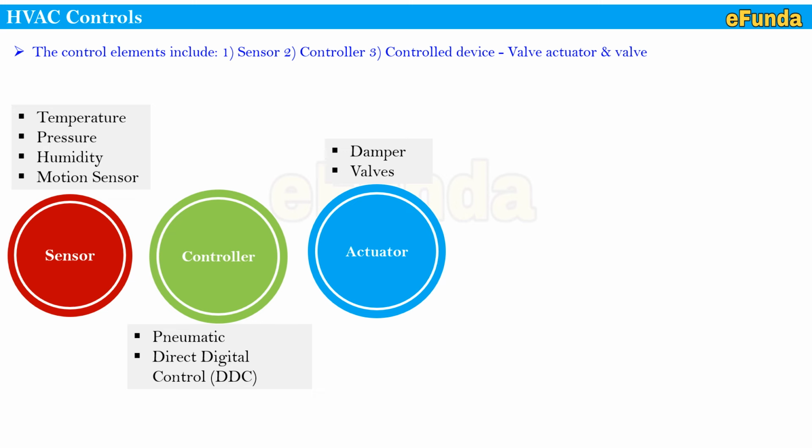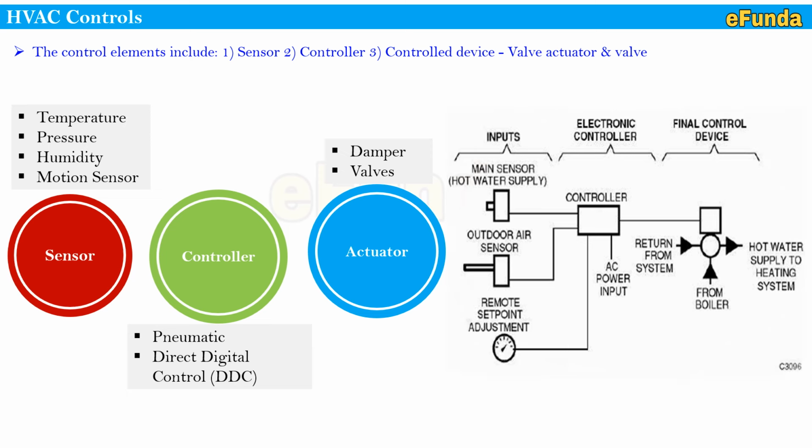For better understanding, one can refer to the typical block diagram for the HVAC controls, where elements are divided into inputs, electronic controller, and final control devices. Here in the input, the main sensor, that is the hot water supply, outdoor air sensor, then a remote set point adjustment, and to the controller. These input elements are connected with the help of AC power input. When the controller is working, it goes to the final control devices, where the return air from the system, then from the boiler, and then further hot water supply to heating systems are being shown. This is how typically the HVAC control system works.